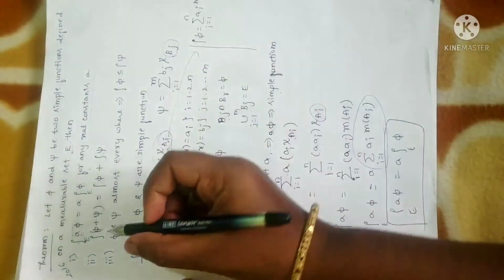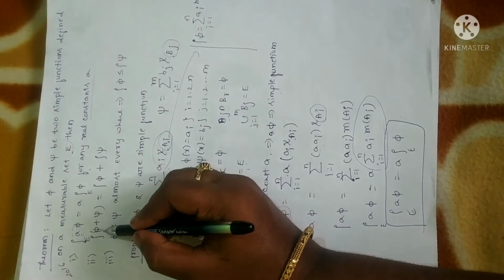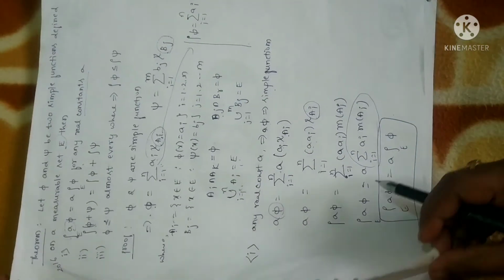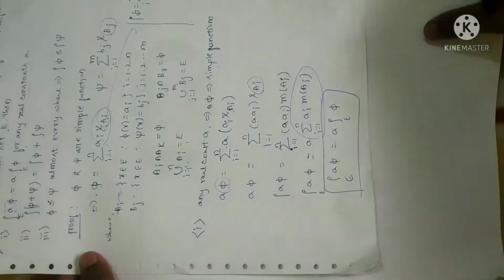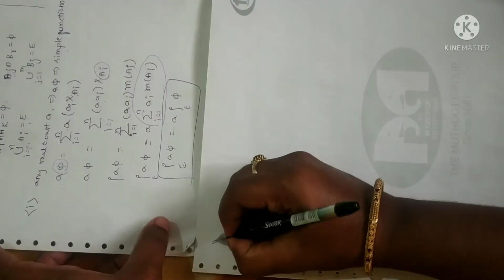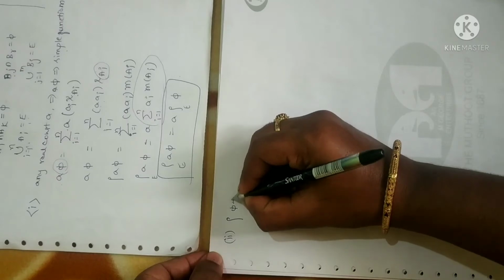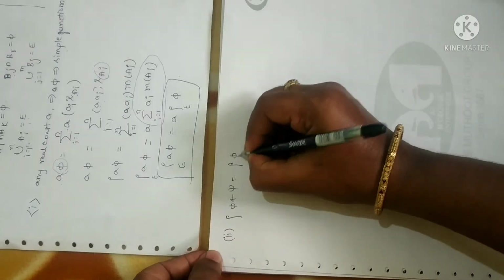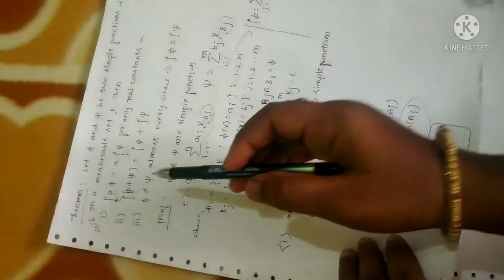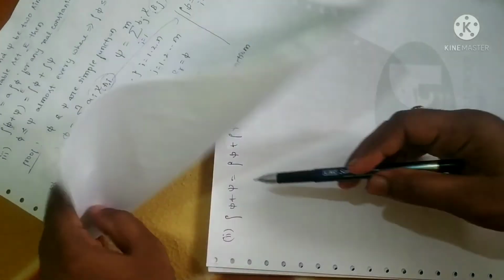Now similarly let me prove the second one. For the second one, the sum, I'll just prove it here. We have the integral over phi plus psi, and we have to prove it equals the sum of the individual integrals. That is what we need to prove for the second one, and I have just written the statement. Now let us come to the proof.